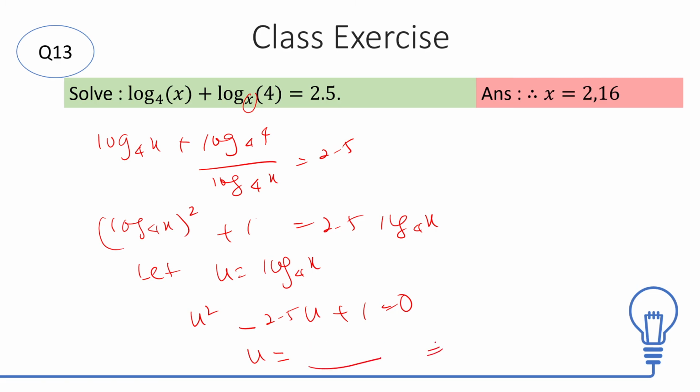And then don't forget my u actually is log 4x. So x is 4 to the power of, let's say this is a, this is b, so 4x is 4 to the power of a, and so on.